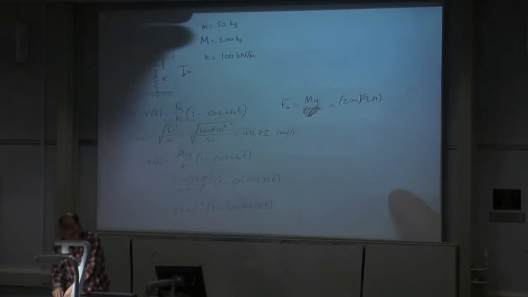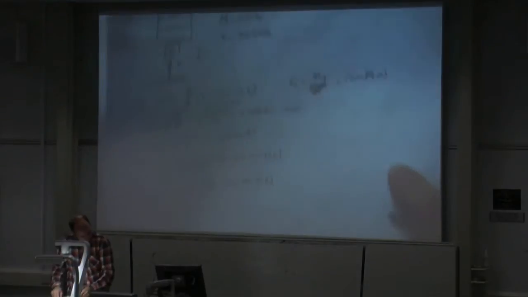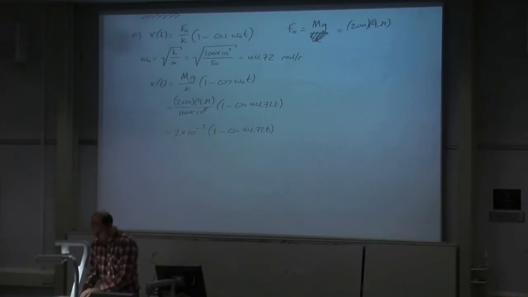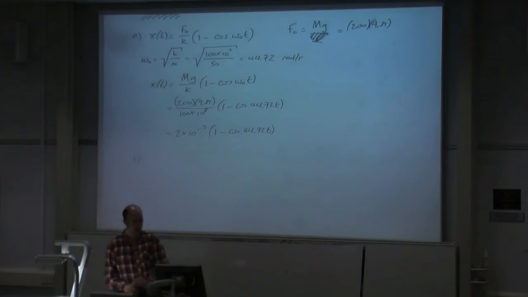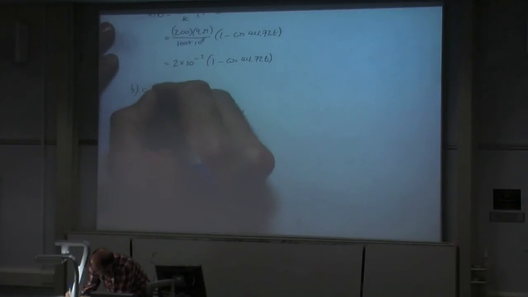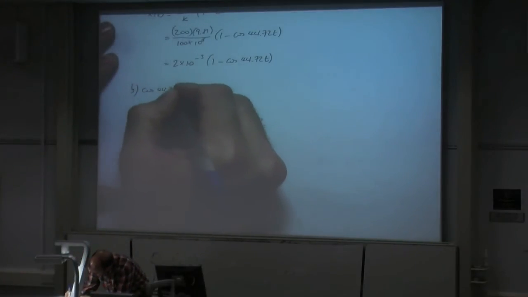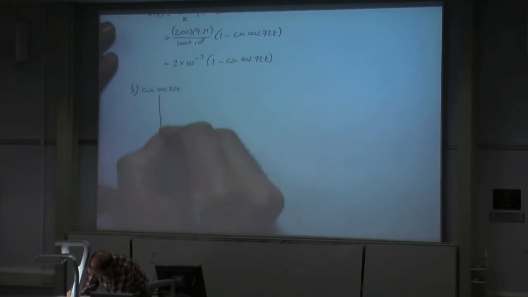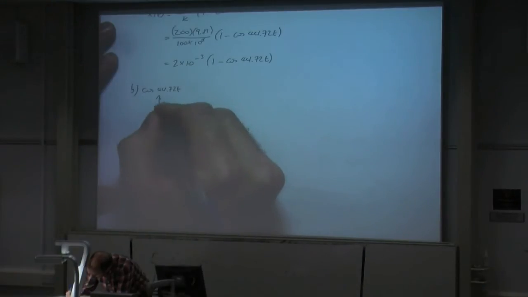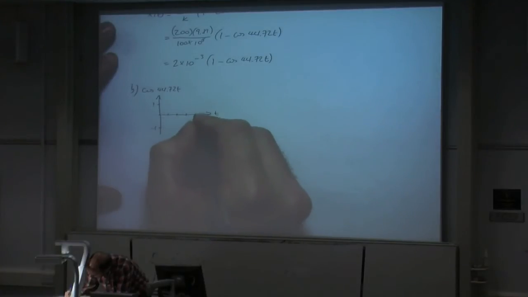So that's part A of question 1. Part B, plot x against time. We did this on the board, so I'm going to repeat it here though. If we plot cosine 44.72t against time, that's 1, that's minus 1. We end up with something that looks a little bit like this.